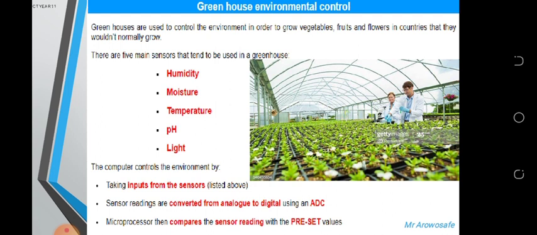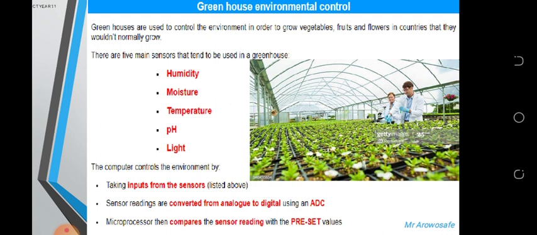Now the next one is temperature. We all know what is called temperature. The function of temperature sensor is to measure the level of temperature, to know whether the temperature is low or not.